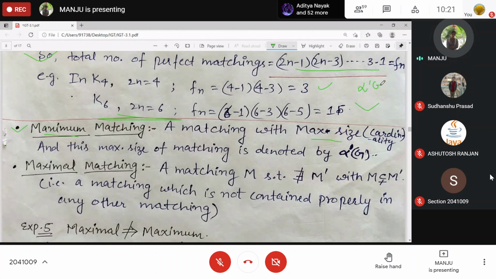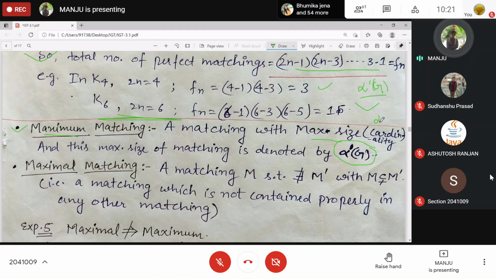Alpha dash G. What is this alpha dash G? It is the maximum size of a matching. In a graph, what does it denote? How many maximum independent edges are present in any graph. That is your alpha dash G, the independent number of edges.